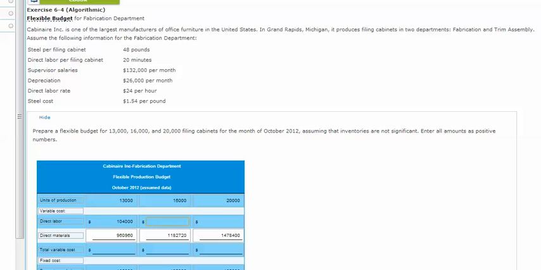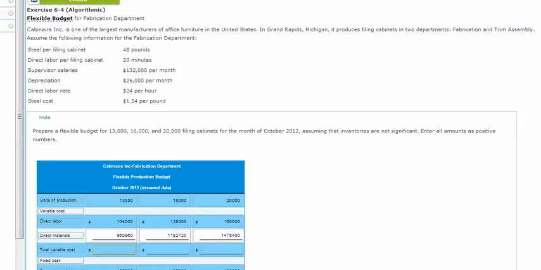We can do the same thing at 16,000. 16,000 times 20 divided by 60, or divided by 3, either way, times $24 an hour, and that's 128,000. Finally, 20,000 units divided by 3 times 24 is 160,000. So that's going to be, for 20,000 units, $160,000 in direct labor cost.